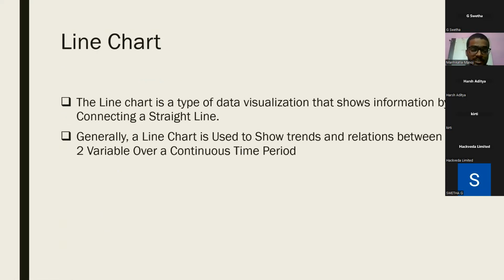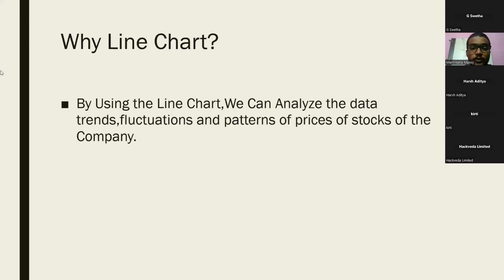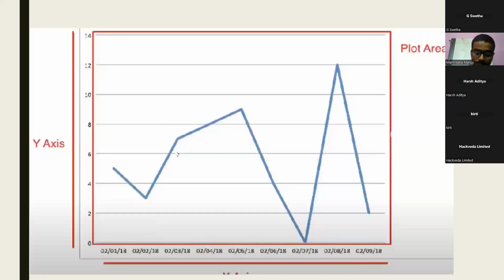So, what is a line chart? A line chart is a type of data visualization that shows information by connecting points with straight lines. A user can gain knowledge about stocks, prices, high prices, and low prices by seeing line charts. Generally, a line chart is used to show trends and relations between two variables over a continuous time period. So, why does a user have to use a line chart? By using the line chart, the user can analyze the data trends, fluctuations, and patterns of the stock prices of the company.